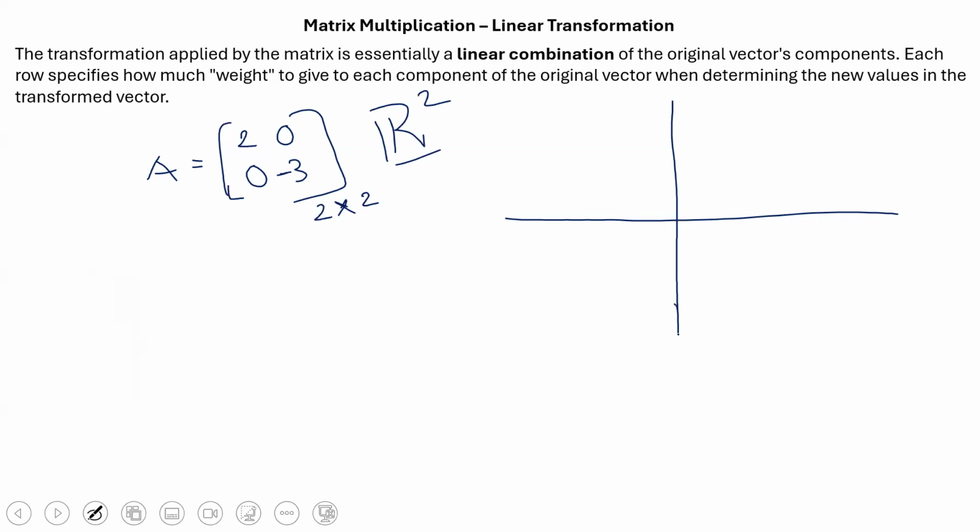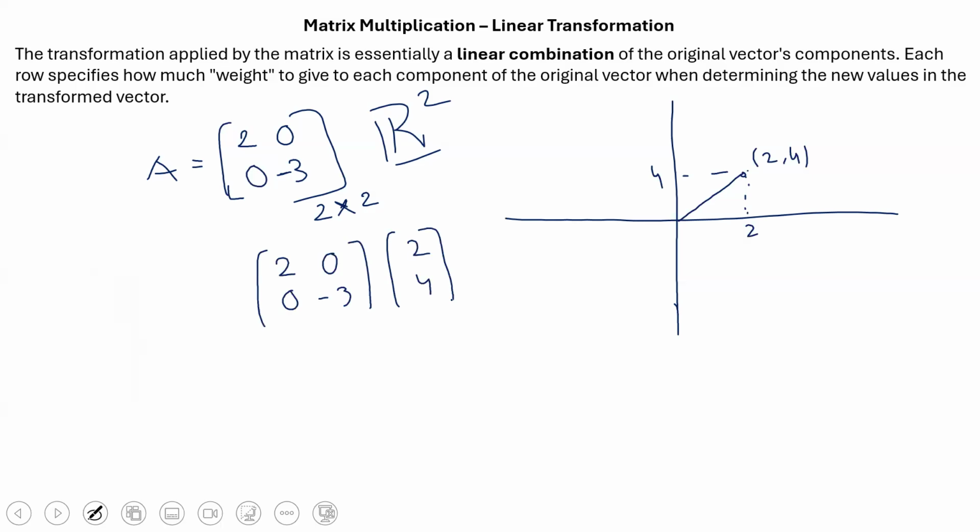Now I'll take one point which is 2, 4. This is my original point, 2 and 4. Now let's look at what happens if I multiply this with this matrix: 2 0, 0 minus 3, times 2 and 4. Look at the new value. 2 into 2 is 4, 0 into 4 is 0, so that becomes 4. 0 into 2 is 0, minus 3 into 4 is minus 12.